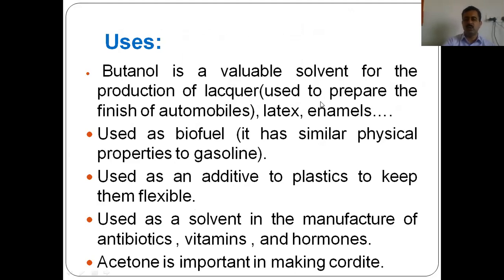Butanol is a valuable solvent for production of lacquers used to prepare the finish of automobiles and latex enamels. It is used as a biofuel, as it has physical properties similar to gasoline. It is used as an additive to plastics to keep them flexible. It is used as a solvent in the manufacturing of antibiotics, vitamins, and hormones, and acetone is important in making products. So these are the various applications and uses of acetone butanol fermentation.